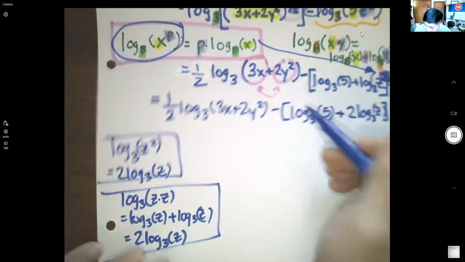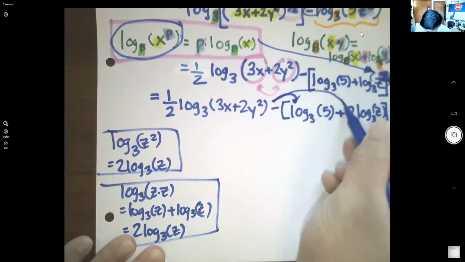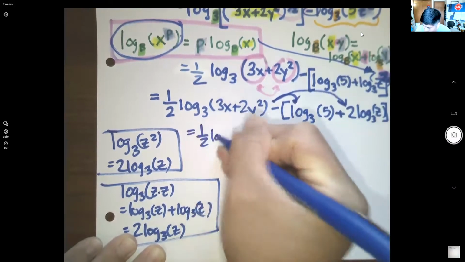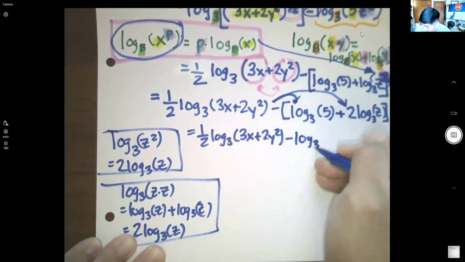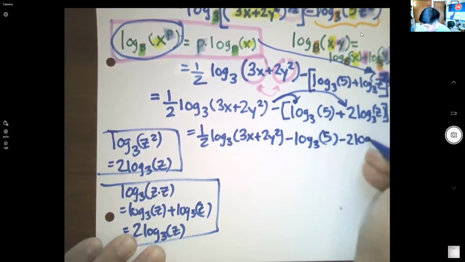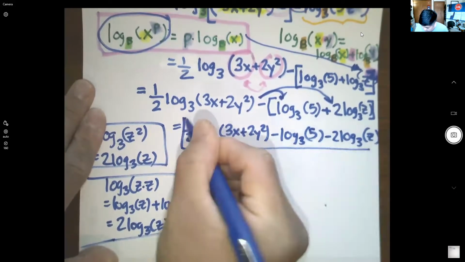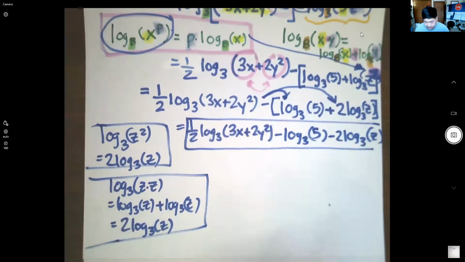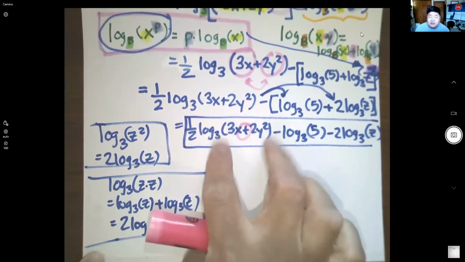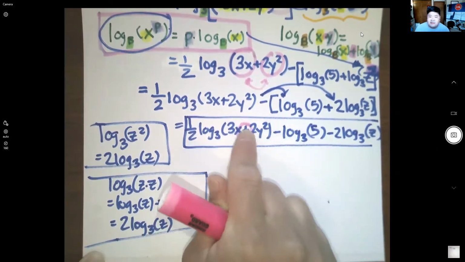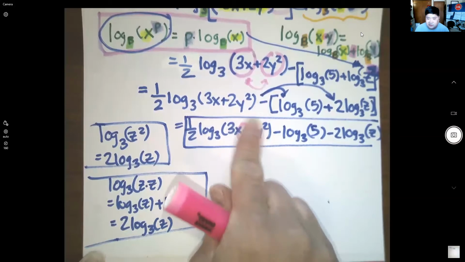Now, one other thing that you might do to actually expand this expression is to distribute this negative sign right here. So I have 1/2 log base 3 of 3x plus 2y squared minus log base 3 of 5 minus 2 log base 3 of z. So that is my final answer. I cannot again expand this logarithmic expression any further, because the adding of the 3x and the 2y squared is occurring inside of this argument of the logarithm.